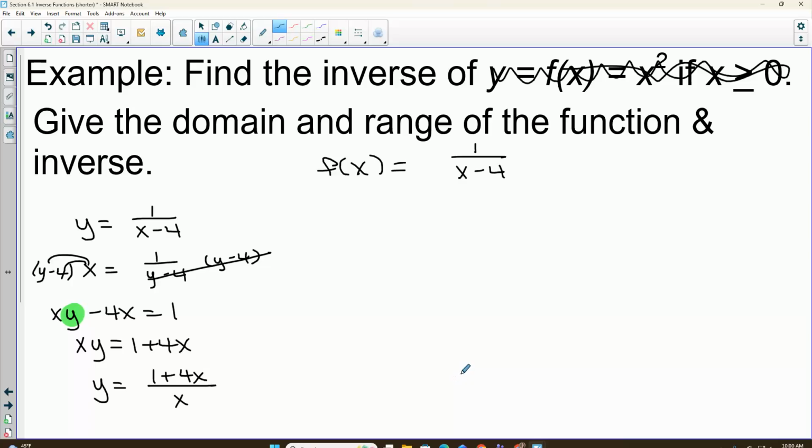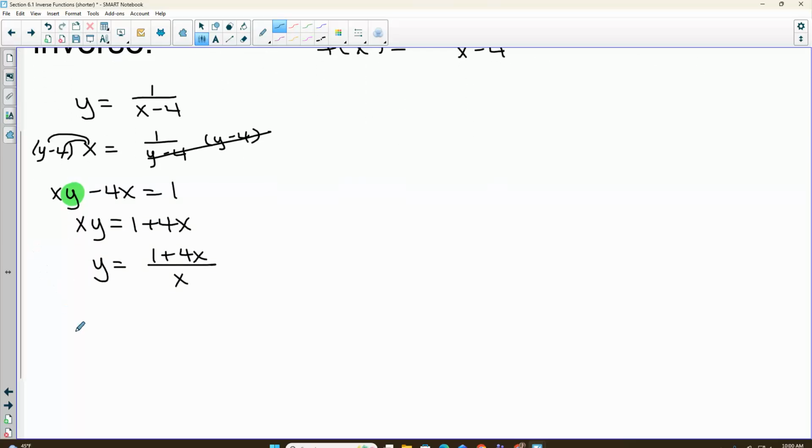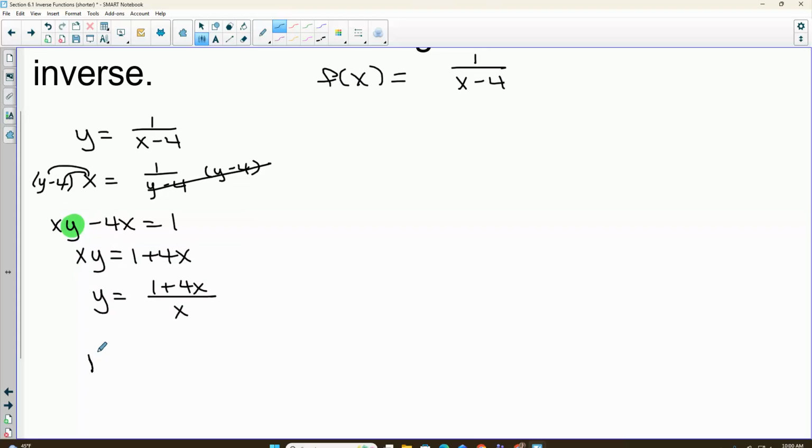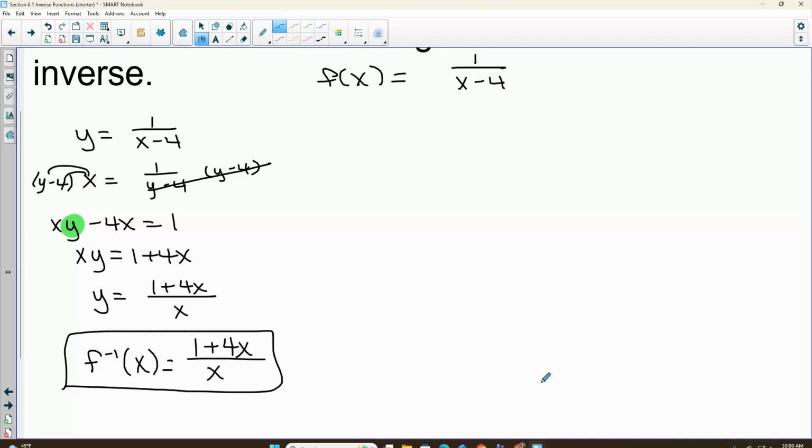Is that how I write my final answer? What do I put at the end instead of y? Oh, yeah, f inverse of x. Okay.